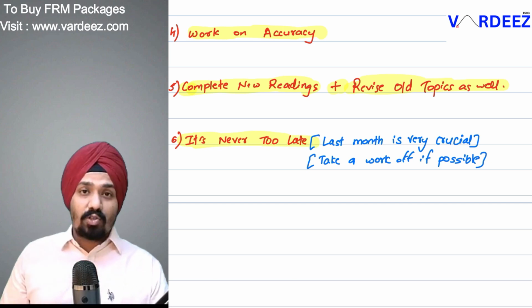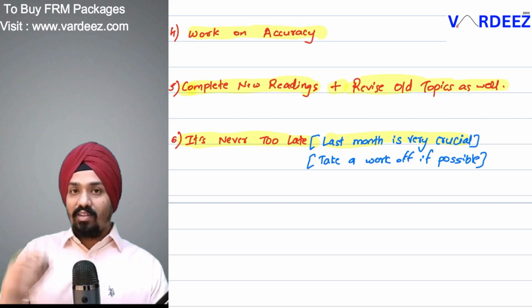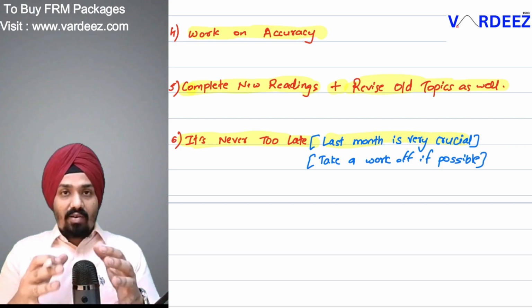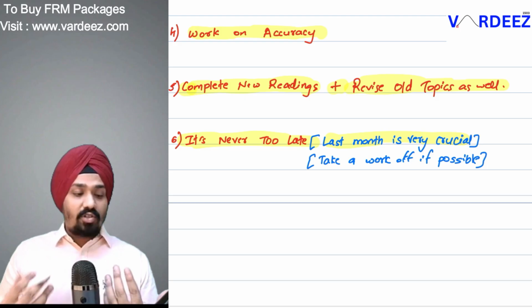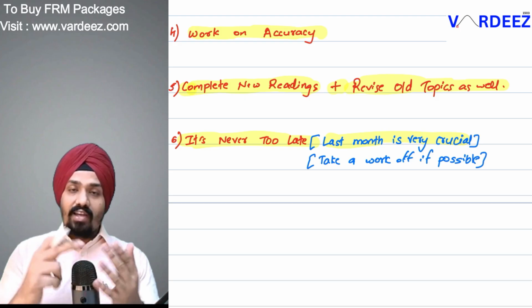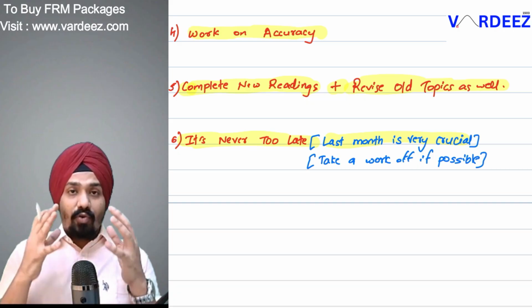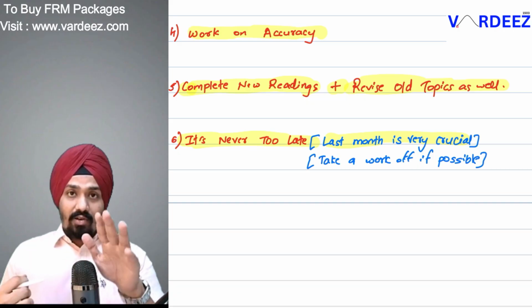And then finally, it's never too late. We still have almost 30 days for the exam. And remember, the last month is very crucial. This is a time that can actually make or break your results. So make sure that you give your best. Take holidays if possible. Maybe on Friday you can take a holiday, and then you can combine that Friday, Saturday, Sunday. You get 3 days to focus on the FRM prep so that you can complete it quicker. Okay, so take holidays if possible.